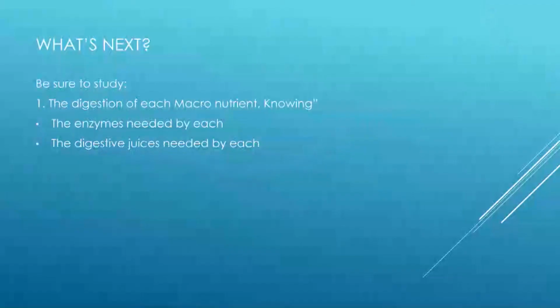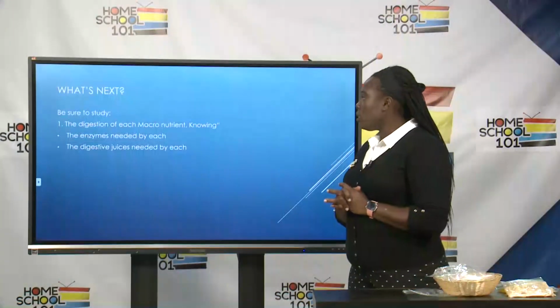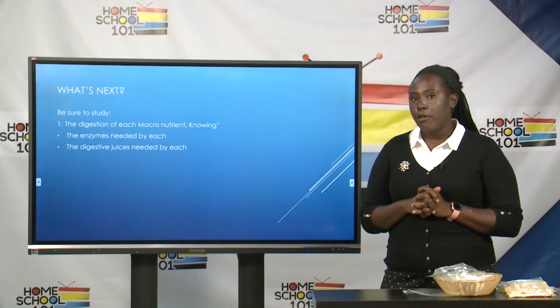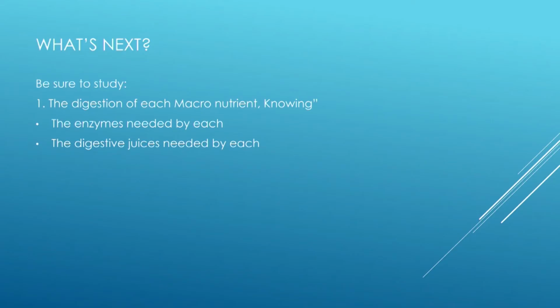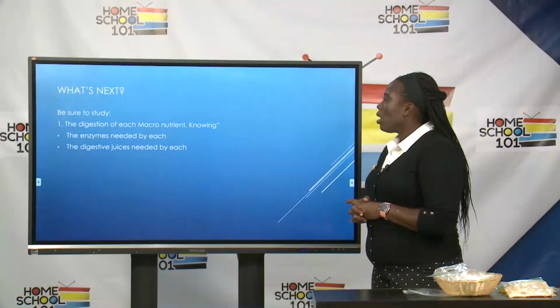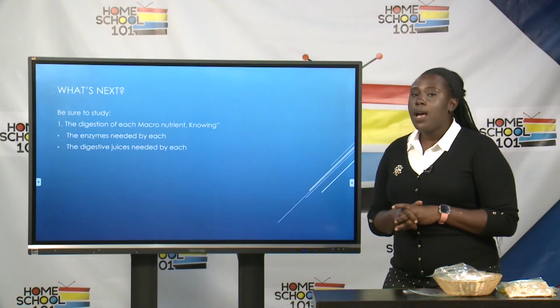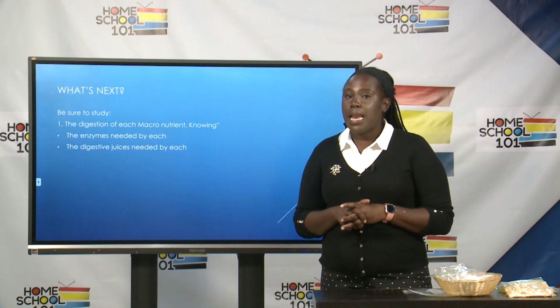What's next? What's next is that you move on to study other areas in alignment with your CSEC syllabus. Be sure to study the digestion of each macronutrient, which is carbohydrates, fats, and proteins. You should also know the enzymes needed to digest each. And you should also be aware of the digestive juices that act on each.